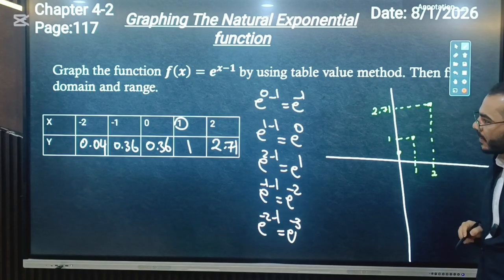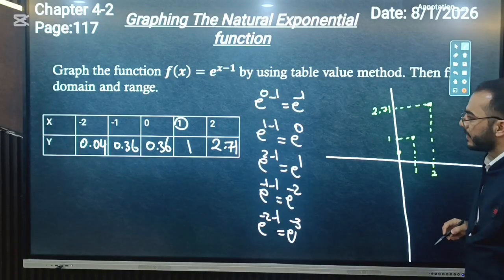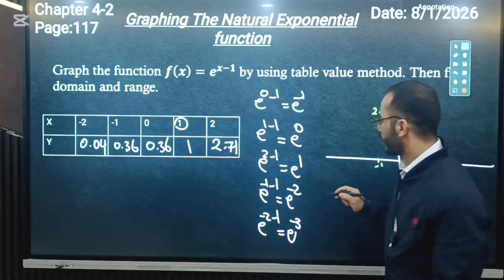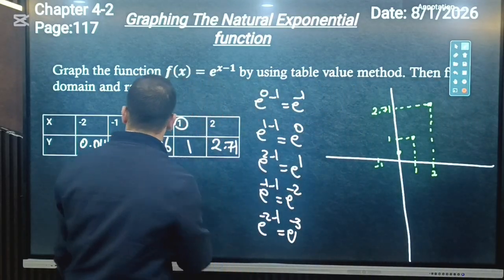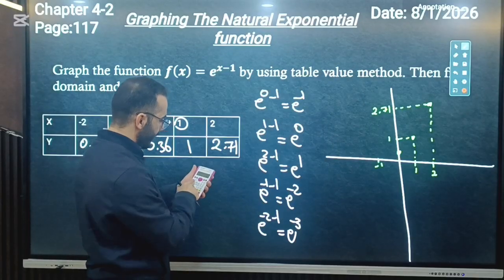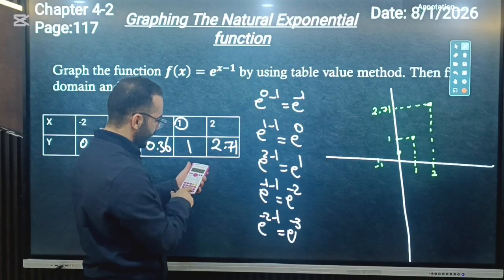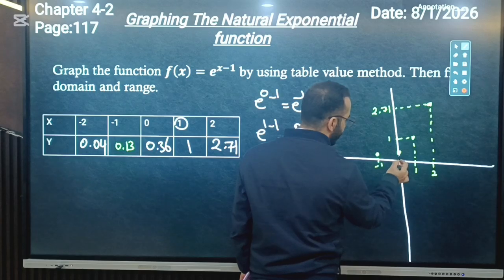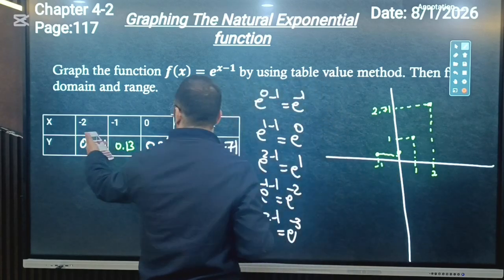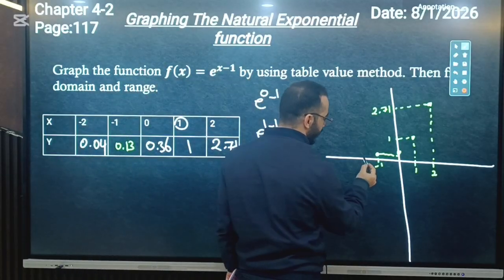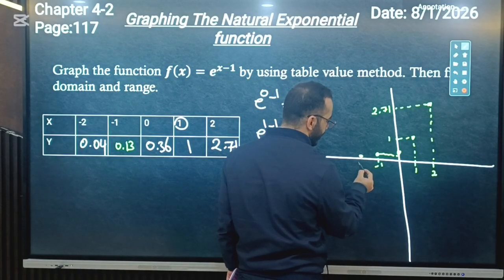From the negative side, what do we have? For negative 1, e to the power of negative 2 equals 0.13. Let's just try it on the calculator: e to the power of negative 2 is equal to 0.13. Let's imagine it's here. And 0.04 is definitely lower than 0.13, so let's imagine it's almost here, at negative 2.